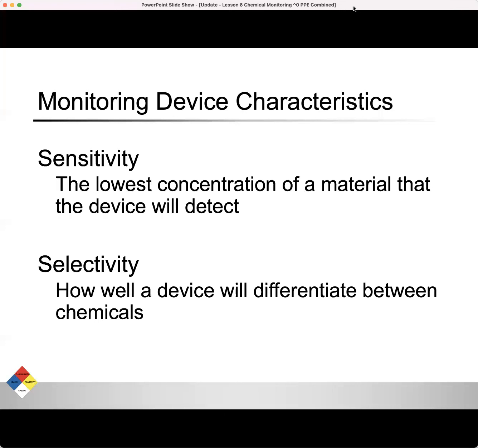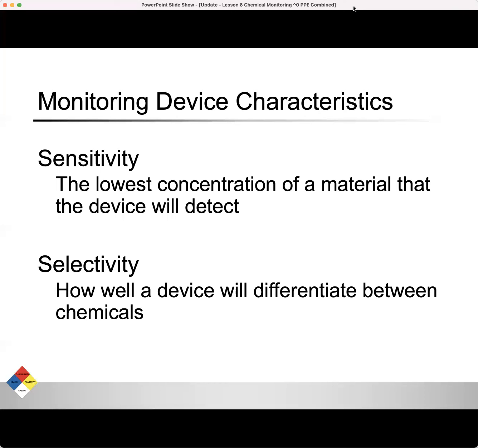So what is sensitivity? Sensitivity describes the lowest concentration of a material that the device will detect. Anything below that, and the device is not going to register. For example, methyl mercaptan, the odorant that's put in methane, our olfactory sense, our sense of smell, can detect that at much lower concentrations than a combustible gas monitor. That's sensitivity.